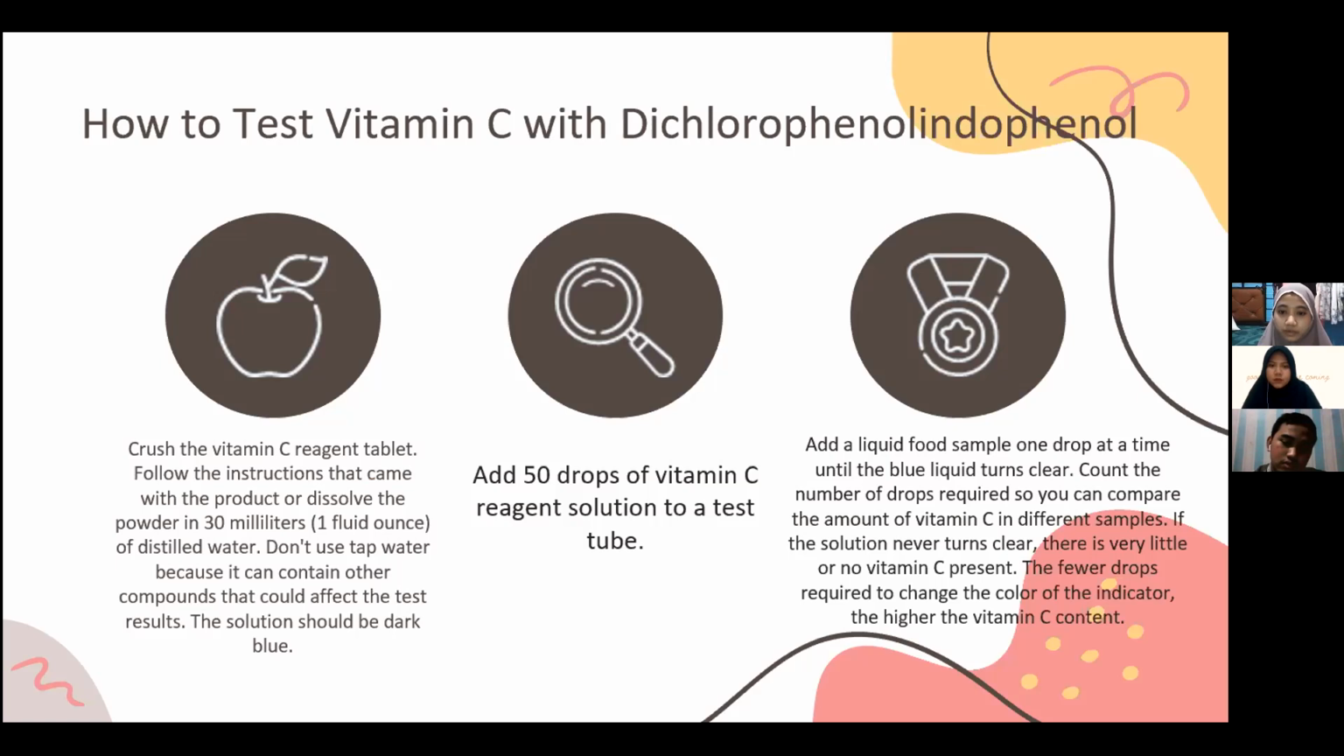The fewer drops required to change the color of the indicator, the higher the vitamin C content. If you don't have access to vitamin C reagents, another way to find vitamin C concentration is using iodine titration.